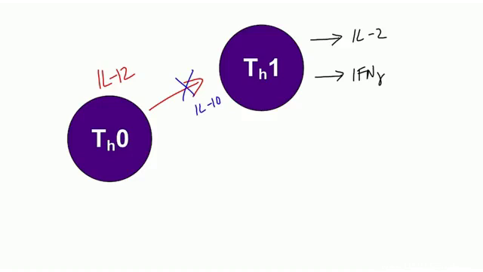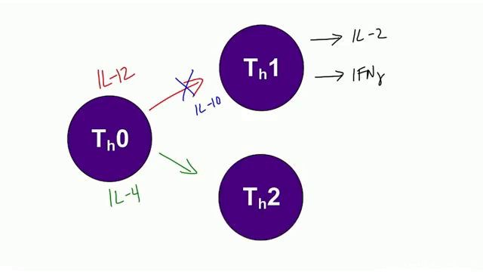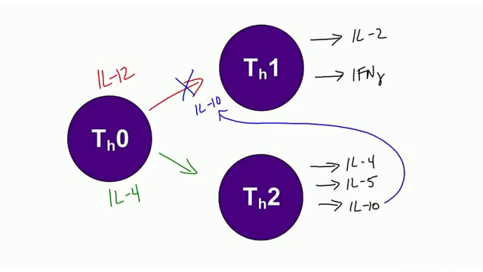But if you go back to that initial naive T helper 0 cell, what if instead of IL-12 there was IL-4 around? Well, IL-4 induces T helper 0 cells to differentiate into T helper 2 cells. So what cytokines do T helper 2 cells make? They make IL-4 and IL-5, which is going to stimulate proliferation of B cells. And they also make IL-10. What did we just say IL-10 does? It inhibits T helper 1 cells.